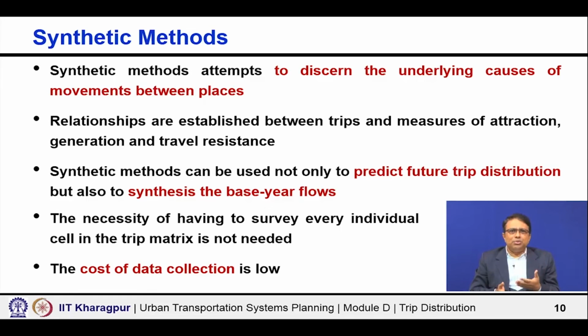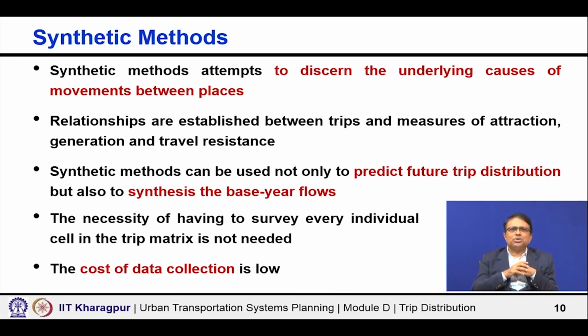Relationships are established between trips and measures of attraction, as I said: generation and travel resistance. So, we are considering how much is getting generated, how much is the attraction of a zone, and then what is the travel resistance. So, the underlying causes, so it is more rational, I should say more scientific as well, right.